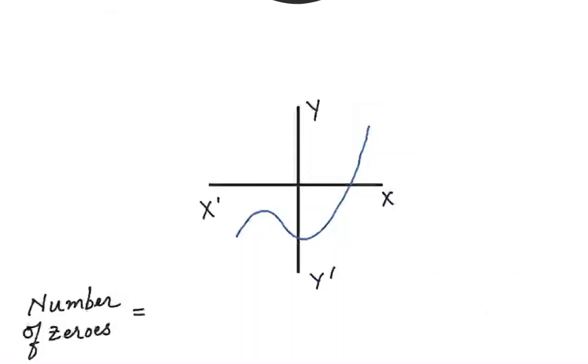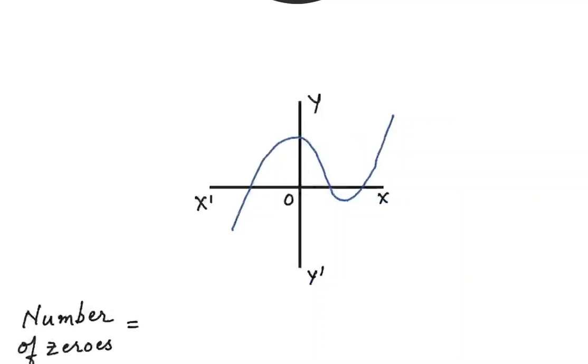So in this case, the graph of the polynomial, which is the blue line, is intersecting the x-axis at just one point. So the number of zeros of this polynomial is 1. Let's move on to the next figure. In this figure, the graph of the polynomial is intersecting the x-axis at points 1, 2 and 3. So the number of zeros of the polynomial is 3.